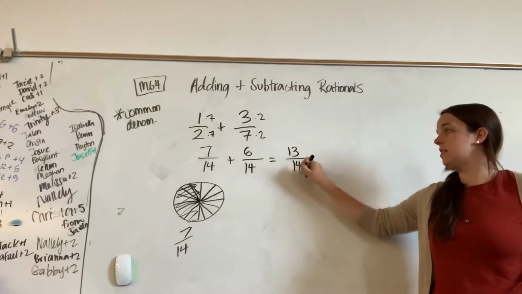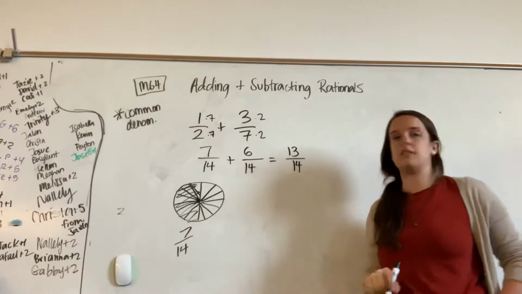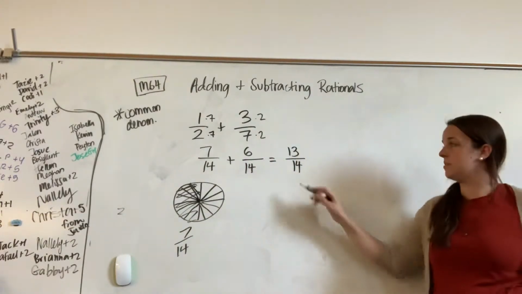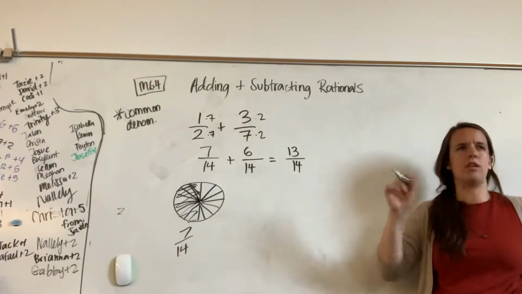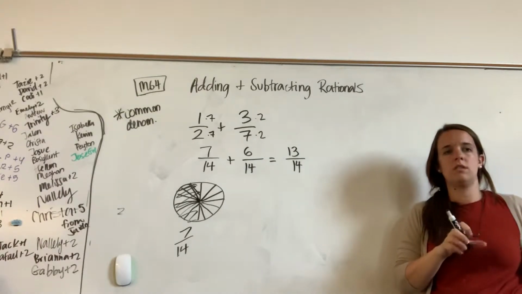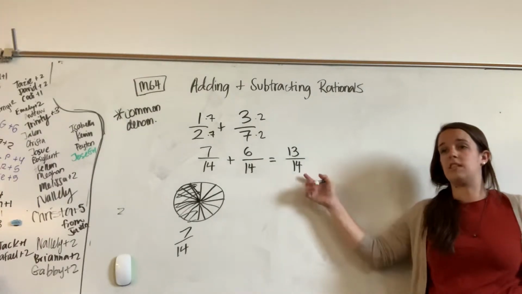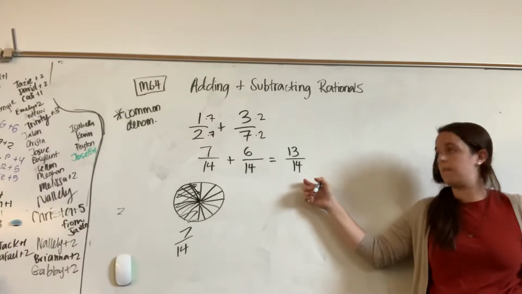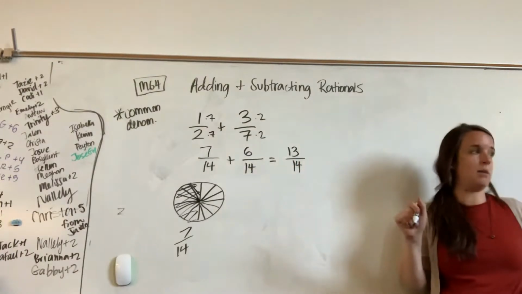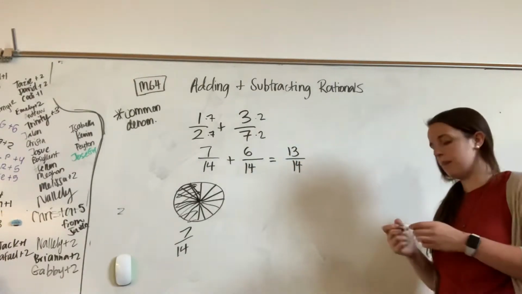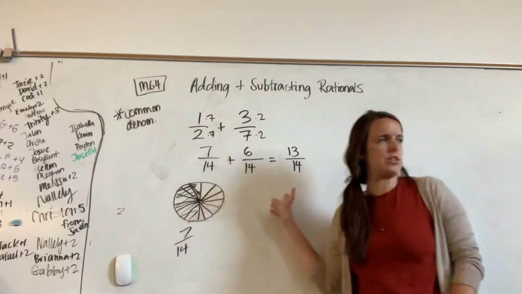This is 13 over 14. The whole goal was that we would have things that were the same size. So now I have 13 over 14. Is that more or less than a whole? Less than a whole. 1/14 less than a whole. Close to a whole, but not quite. All right, so we have to have a common denominator. Any questions about this?